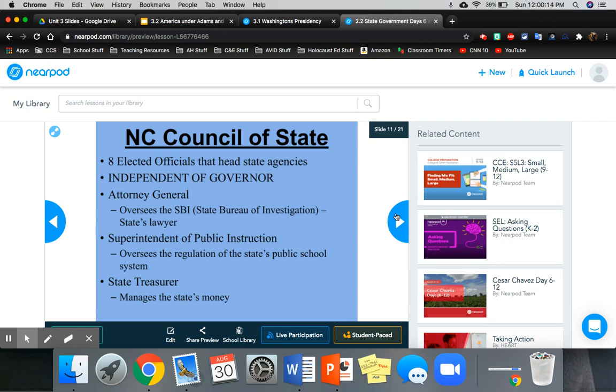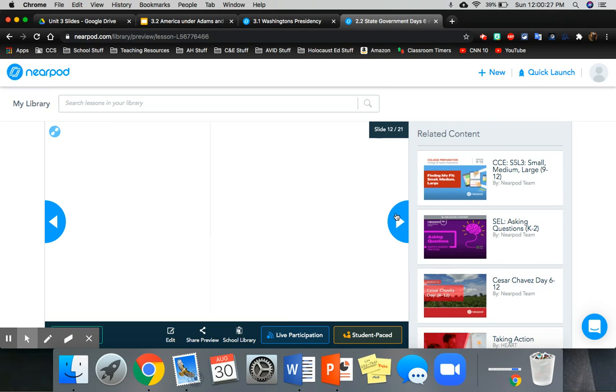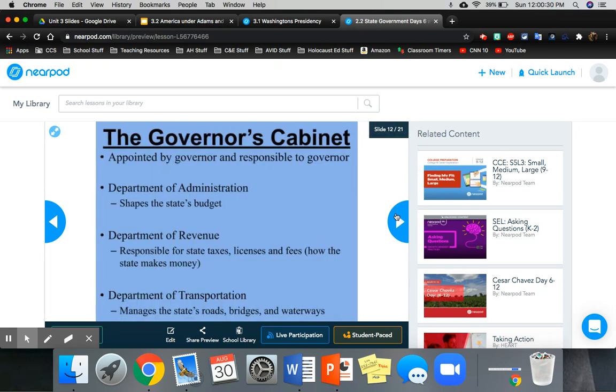You got the state treasurer. These are just some of them. I mentioned the insurance commissioner. There's an agriculture commissioner as well, or secretary of agriculture. So there's 8 of them, but it's important that you know they're independent of the governor and they have to get elected on their own. That's different from the cabinet of the governor.